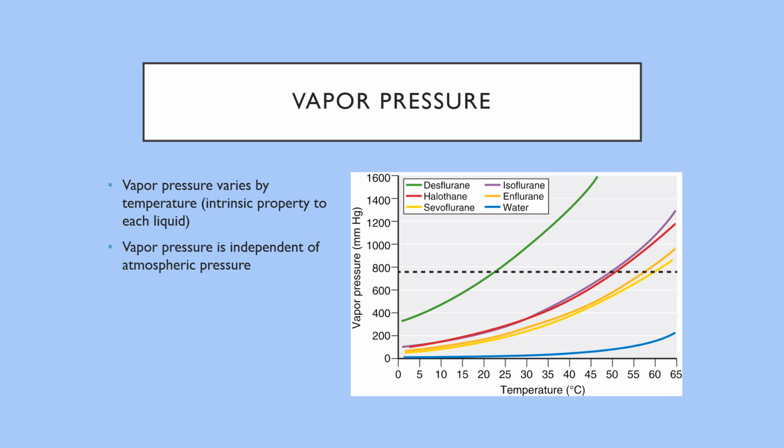Vapor pressure is directly proportional to temperature, in that as temperature increases, a liquid's vapor pressure will also increase. You can see that this is a curve rather than a linear relationship, and that curve is intrinsic to each individual liquid. So, for instance, Desflurane is here. It has a much higher and more rapid temperature curve compared to, say, Sevoflurane, which is down here. It's also important to understand that vapor pressure is independent of atmospheric pressure.